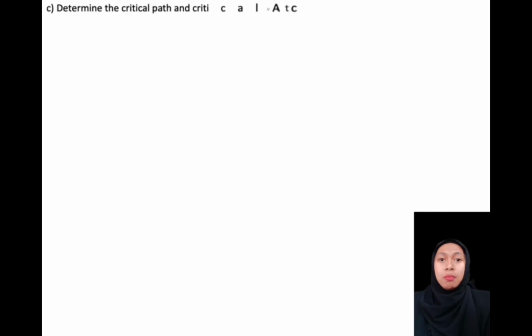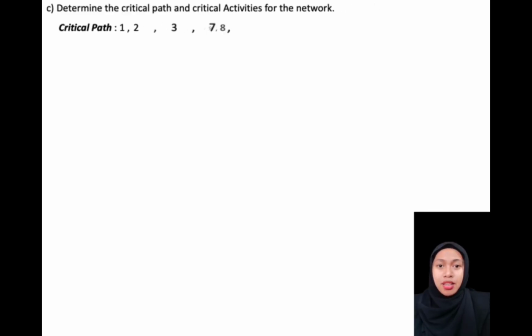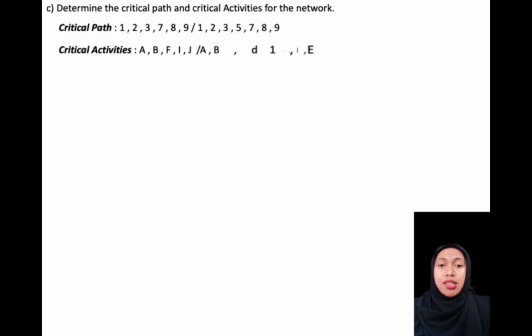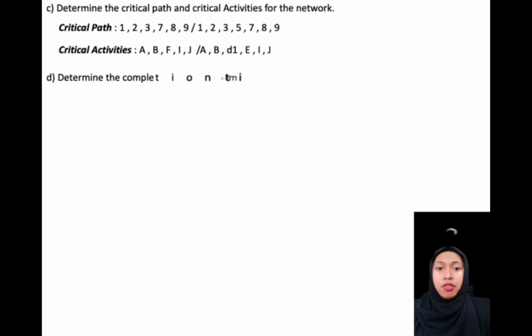Question C. Determine the critical path and critical activity for the network. Critical path: 1, 2, 3, 7, 8, 9 or 1, 2, 3, 5, 7, 8, 9. Critical activities are A, B, F, I, J or A, B, dummy, E, I, J. Determine the completion time of the project. Project completion time is 42 months.